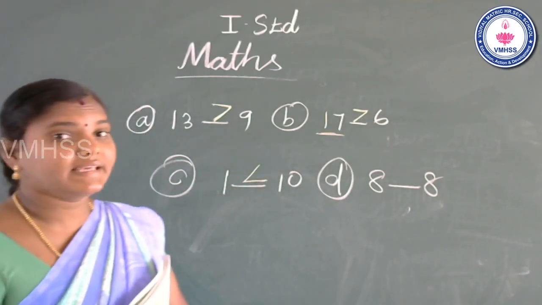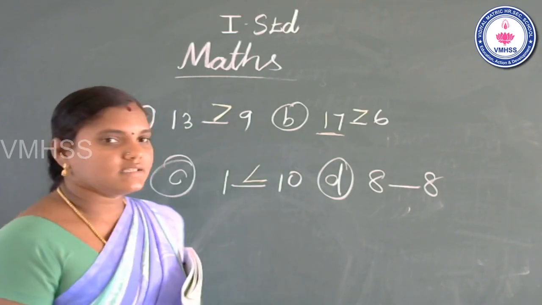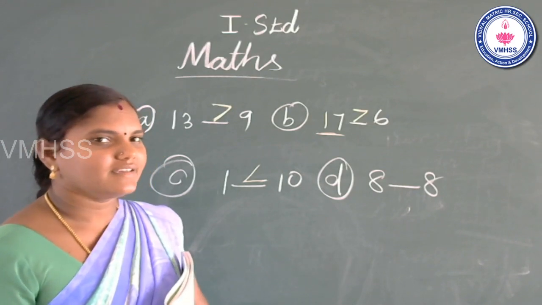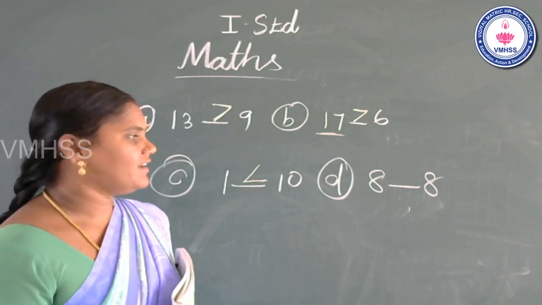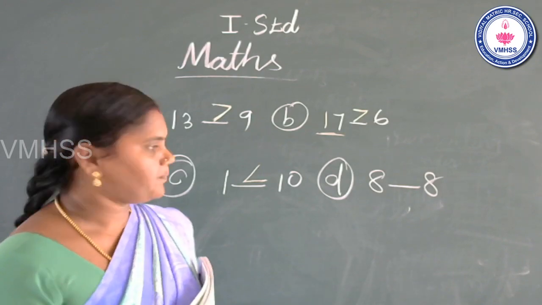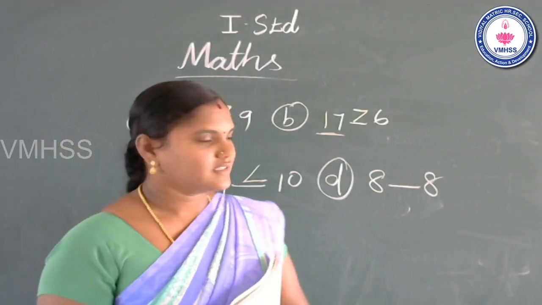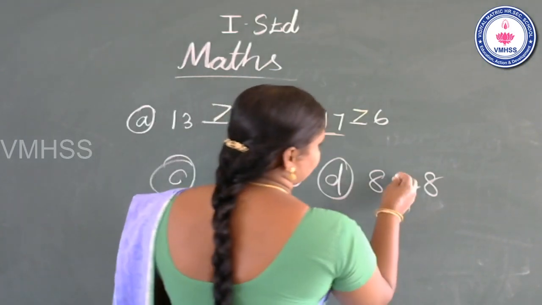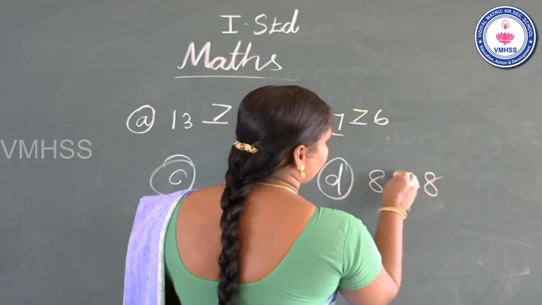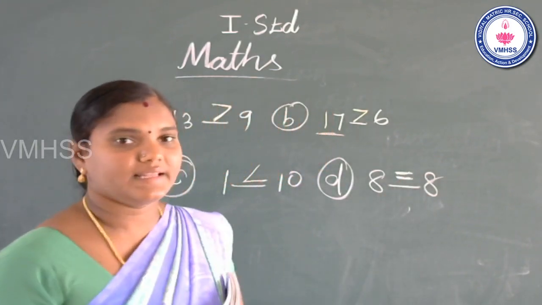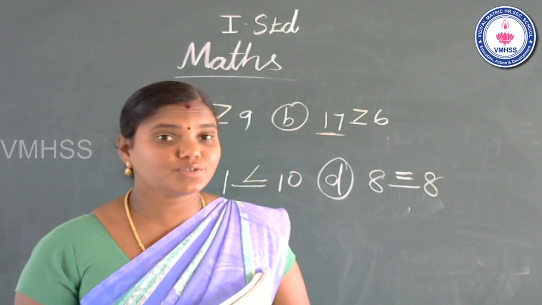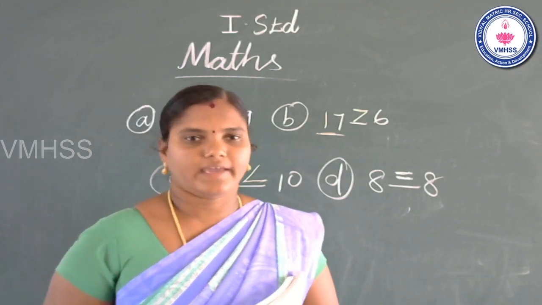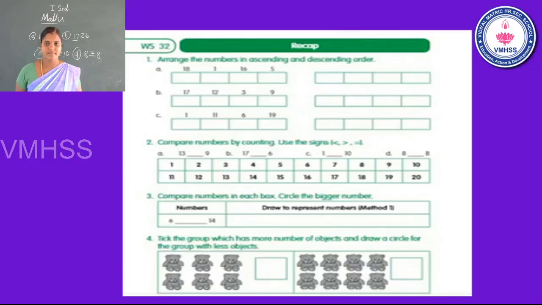10 is a bigger number. Very good. See in D part, students. It's an interesting number. What is the first number? 8. Second number is 8. Two numbers are the same, so put equal to sign. Equal to. It's clear, students? Okay. Now let's go to the next slide.